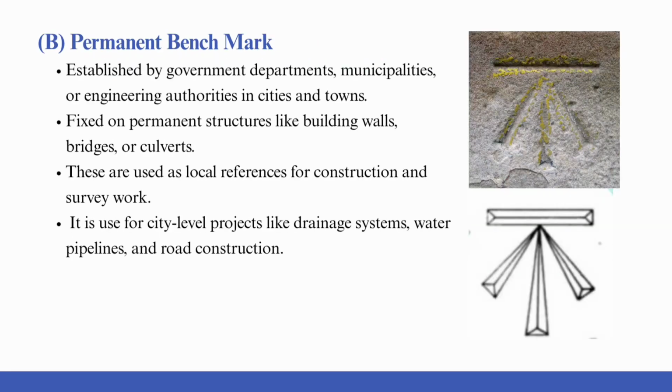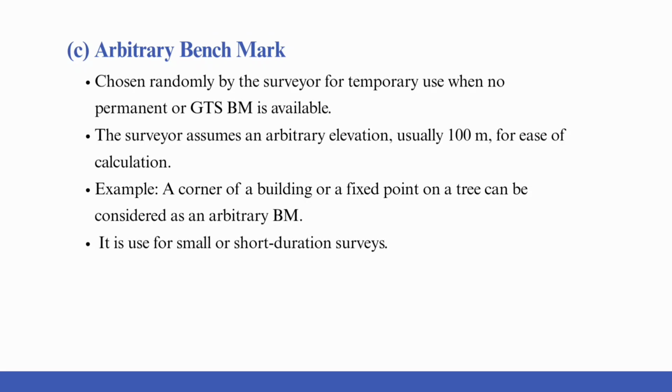Now the next type of benchmark is a permanent benchmark. Permanent benchmarks are established by the government or municipal bodies, and they are fixed on stable structures like building walls, bridges, or culverts, and they provide reliable references for city level projects like drainage, water pipelines, and roads, etc.